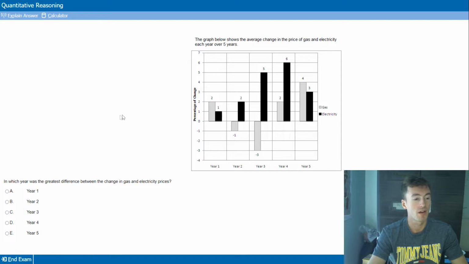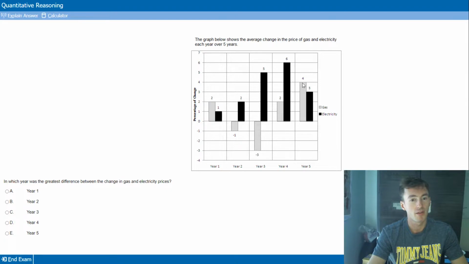And they're probably going to get a bit harder now. In which year was the greatest difference between the change in gas and electricity price? Okay, so we're looking for the biggest difference in terms of these two numbers, right? So here, this is a difference of 4, 6 minus 2.